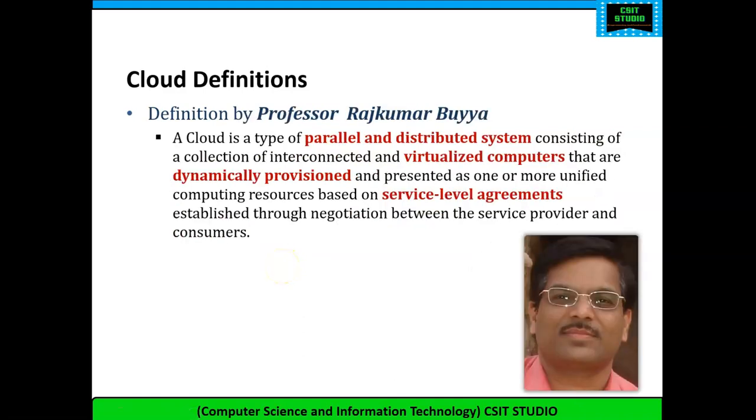Another definition is by Professor Rajkumar Buyya: cloud computing is a type of parallel and distributed system where multiple computers work on a single task. These computers are virtualized computers and dynamically provisioned at runtime, and these are under a contract that we call a service level agreement. This is all for today's video.